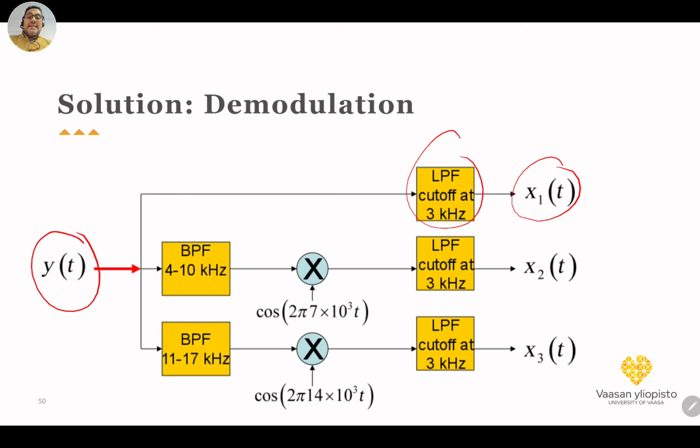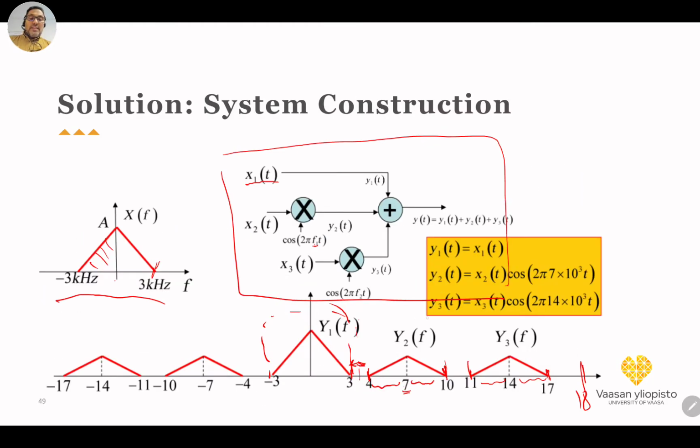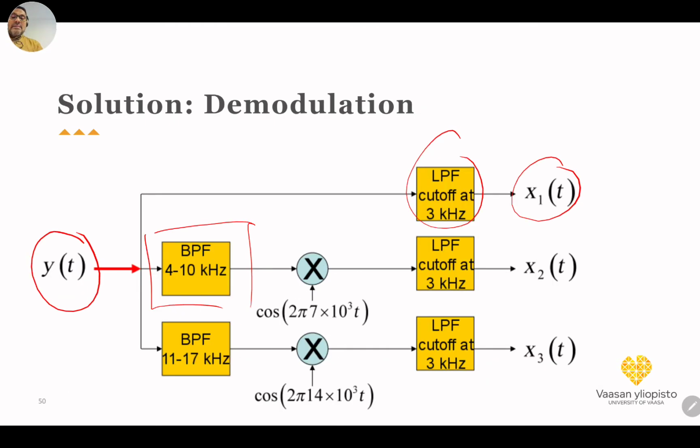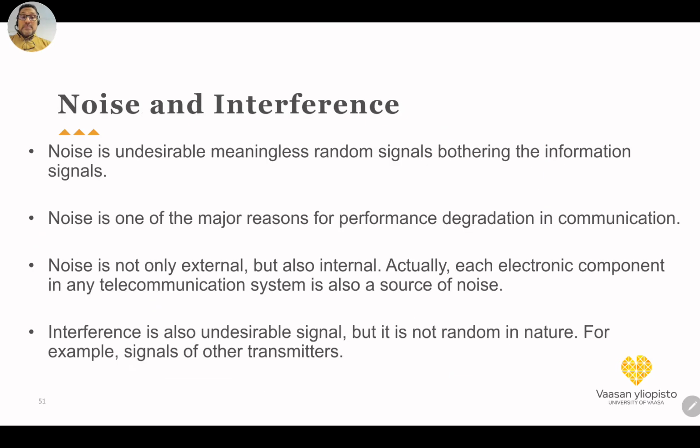For the second signal, first we use a band pass filter, to select just this signal. And then we use the multiplication with the 7 kilohertz carrier. So we have a shift to the right and a shift to the left. The shift to the left is our original signal. By using a low pass filter, we get x2 of t, and the higher frequency will be suppressed by this low pass filter. The same concept will be done for the third signal. So this is a simple way to do the demodulation process for this simple system.